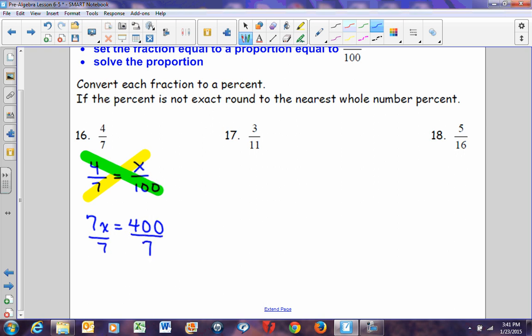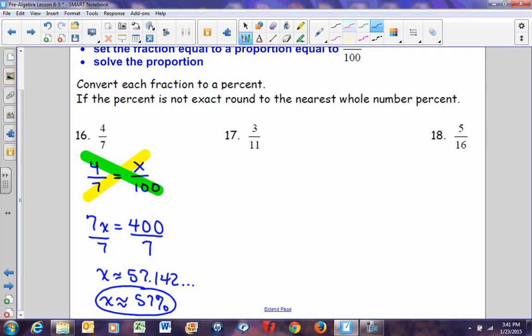If I take 400 and I divide it by 7, it's going to come out to be an interesting little decimal number. But do realize it says if the percent is not exact, round to the nearest whole number percent. So what I'd like you to do in your homework to show me that you know that it's not exactly a whole number is tell me that it's, in this case, approximately equal to 57.142, and it keeps going, which would be approximately 57%.